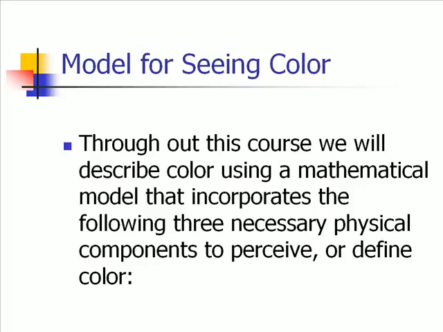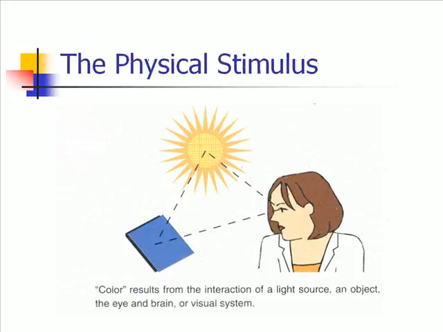So throughout this course, we will describe color using a mathematical model that incorporates the following 3 necessary physical components to perceive or define color. Color results from the interaction of a light source, an object, and the eye and brain or visual system. We've got to have some kind of light source, something we're looking at, say what color it is, and then some type of detector. The most common way we do it in everyday life is like this. We're outside, the sun, and we use our eyes and brain.